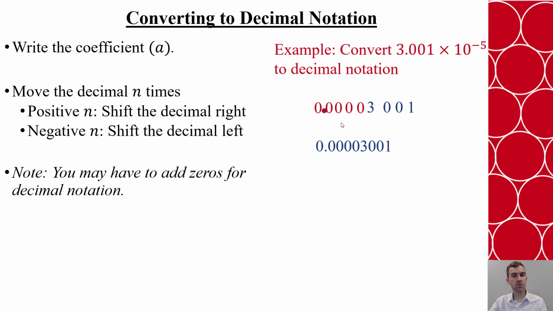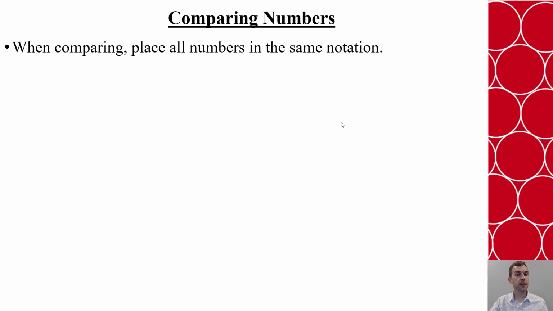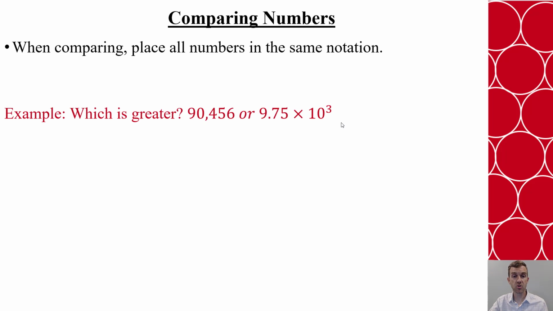And I put a 0 in the ones place just because it helps to represent where the ones place is and where my decimal is that separates. Now, if I need to compare numbers, the best thing to do is put them in the same notation. Whether you want to move them both to decimal notation or to scientific notation, that is your choice.